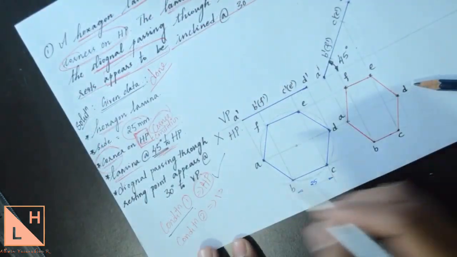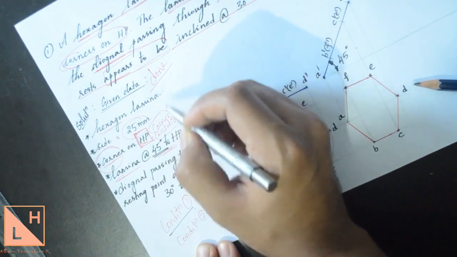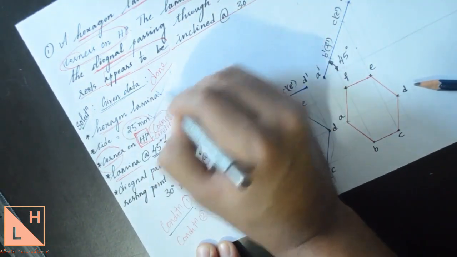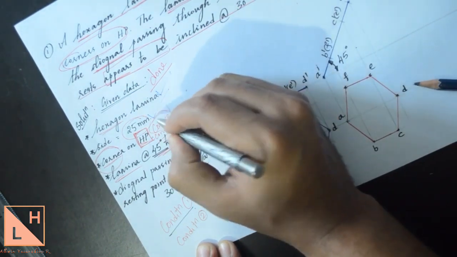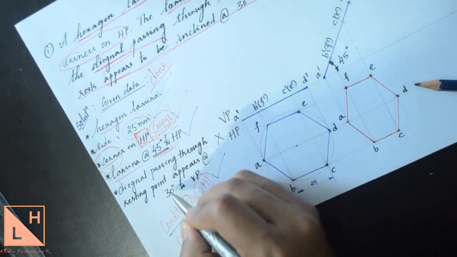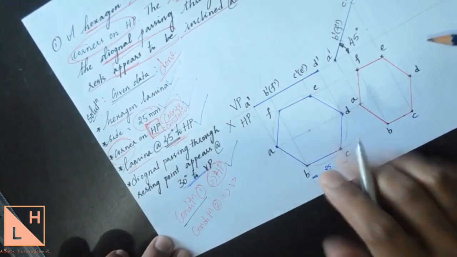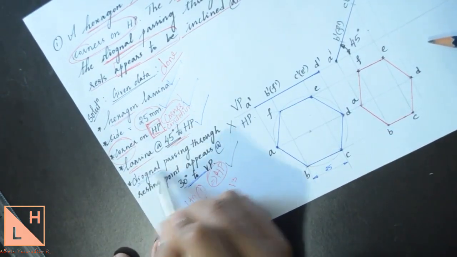Now if you see the checklist, what we have done: a hexagon lamina of 25 millimeters resting on a corner on HP, and we have also inclined the lamina at 45 degrees to HP. The last condition that remains is 30 degrees to VP. Now, what is 30 degrees to VP?